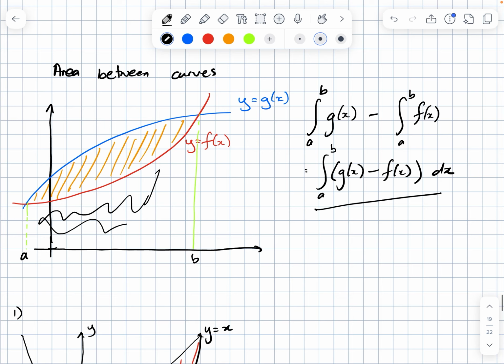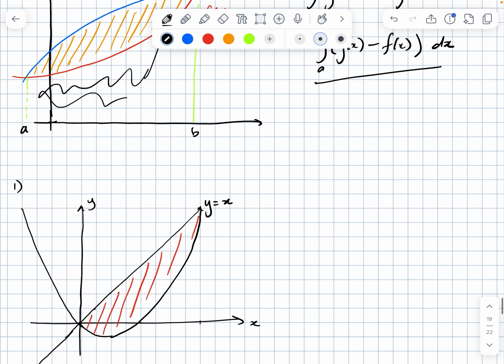Now it turns out that when we do the subtraction, we no longer have to worry about any areas underneath the x-axis. The act of subtracting will make anything that's meant to be negative due to the fact it's under the x-axis positive. And so when you're doing this, the only thing you need to watch out for is what function is on top.